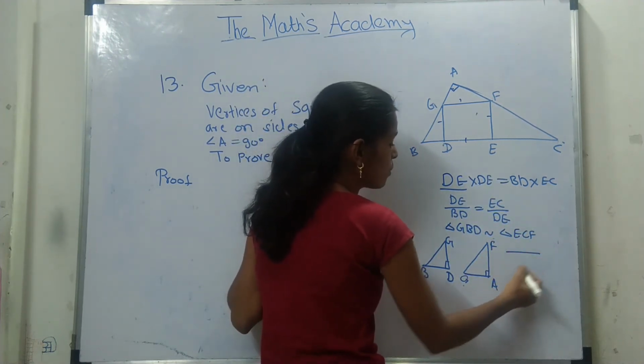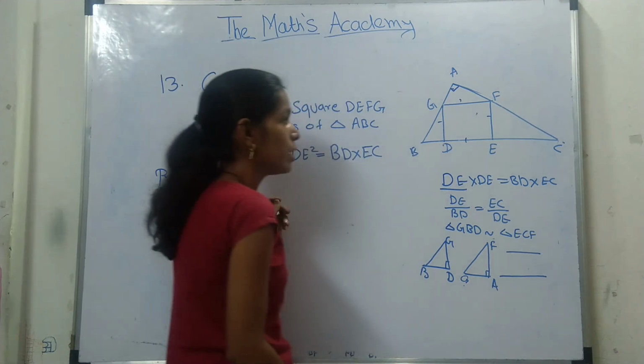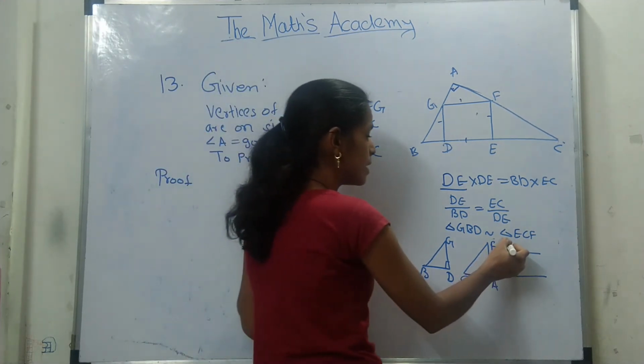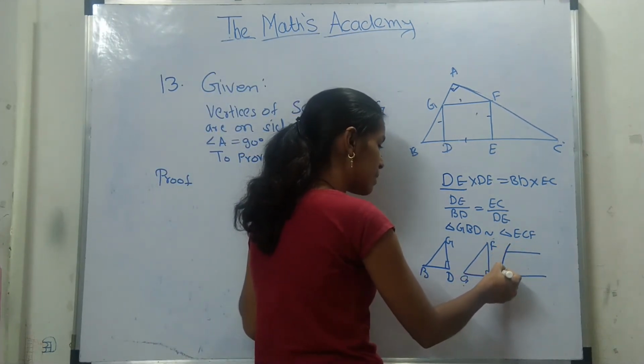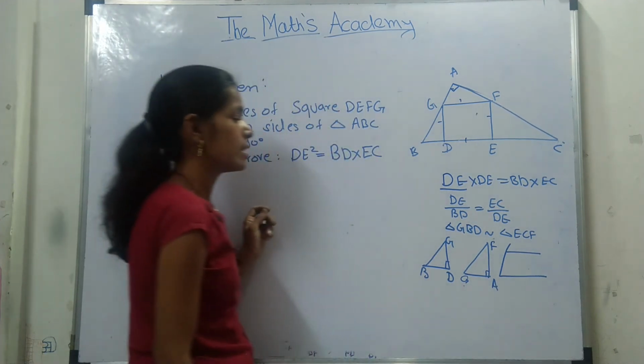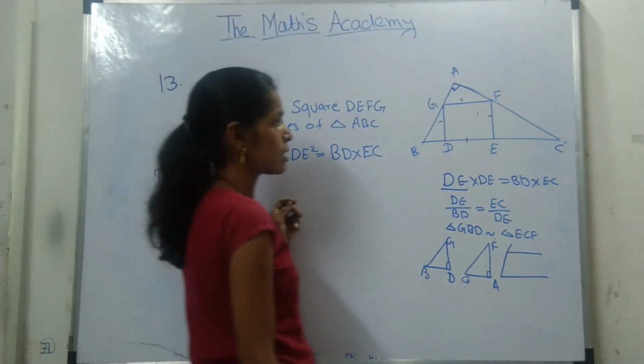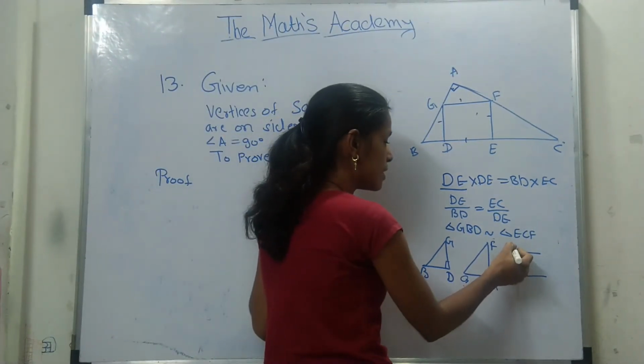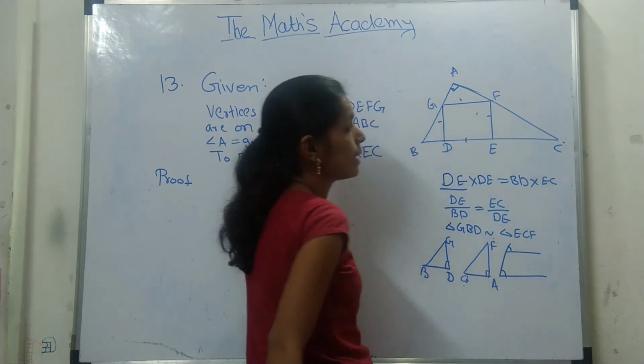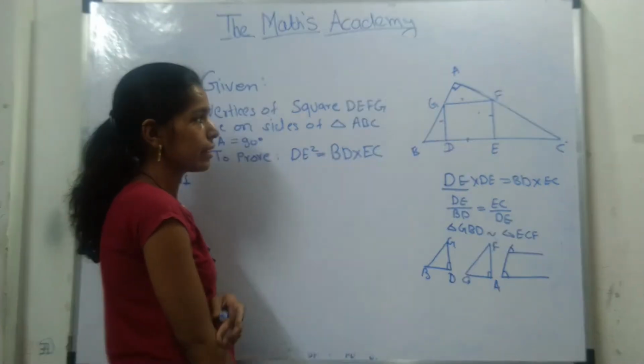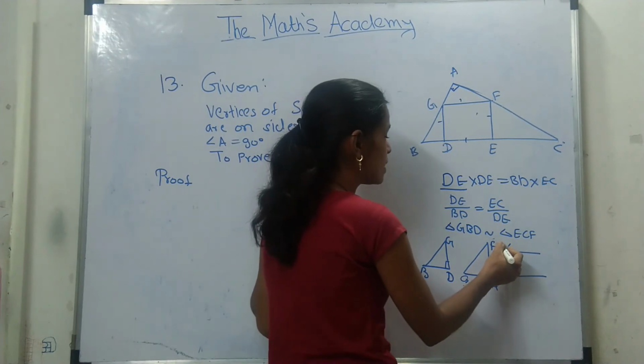GF is parallel to BC. Now if GF is parallel to BC, then this line segment AB is a transversal. Then this angle is equal to this one, that is the pair of corresponding angles. So this angle is G.